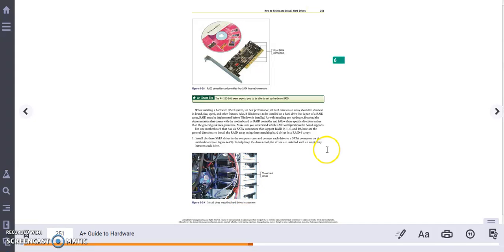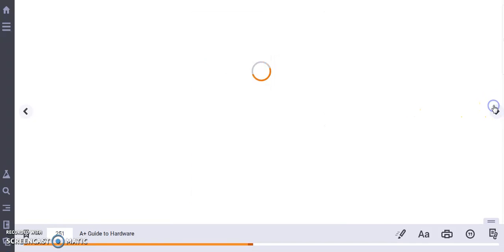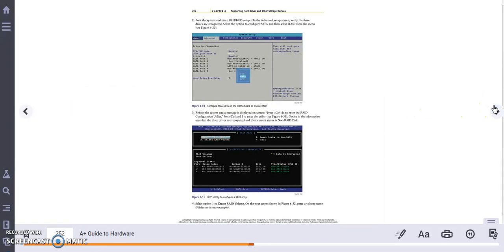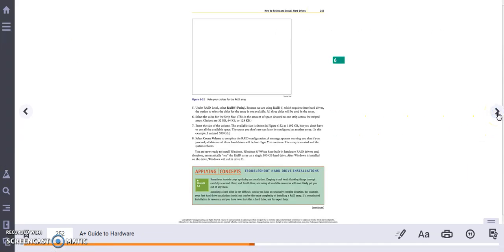There are 3 hard drives, and here's a RAID controller card, it looks like, for SATA internal connections. We'll talk about BIOS and setting up and configuring for a RAID array. If you don't know what you're doing, don't jump in.